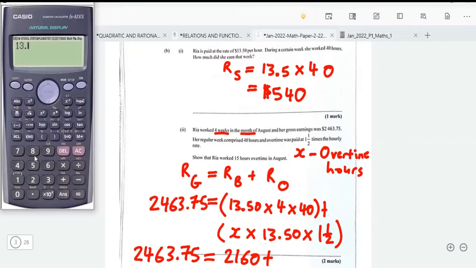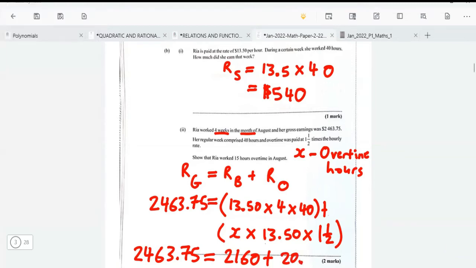13.5 multiplied by 1.5. Put that in our calculator. Let me try again. So 1.5 multiplied by 13.5 is working out to be 20.25. So plus 20.25x. Now we need to solve for x.